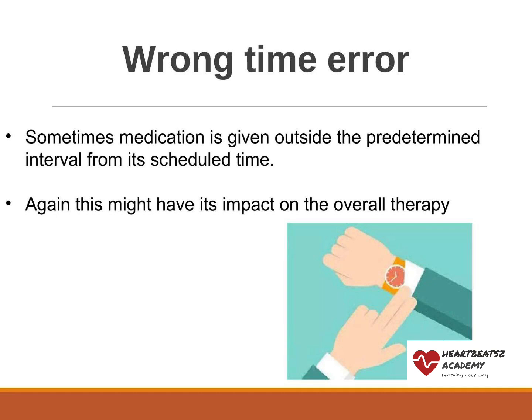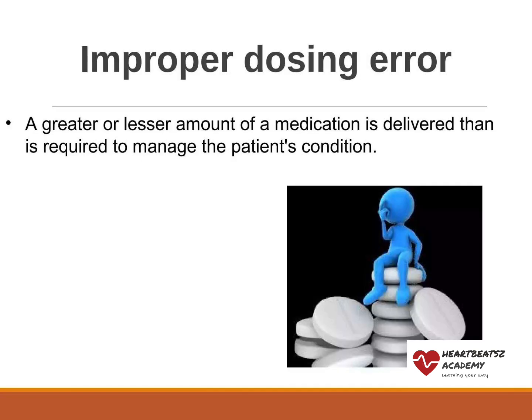Wrong time error may happen when sometimes medication is given outside the predetermined interval from its scheduled time. Again, this might have its impact on the overall therapy. Improper dosing error may happen sometimes, when a greater or lesser amount of a medication is delivered than is required to manage the patient's condition.